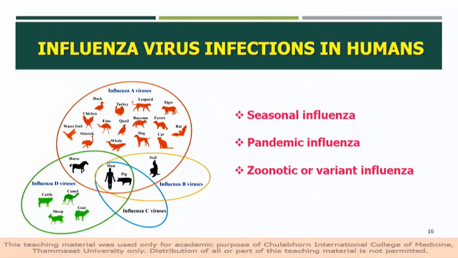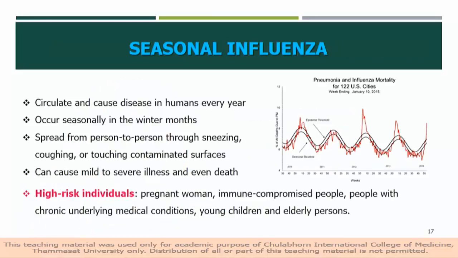Influenza virus infections in humans have been classified into 3 patterns according to WHO. For seasonal influenza, it occurs seasonally in the winter months. The incidence of influenza peaks during the winter. In the United States, influenza epidemics usually occur from January through April and from May to August in the southern hemisphere.